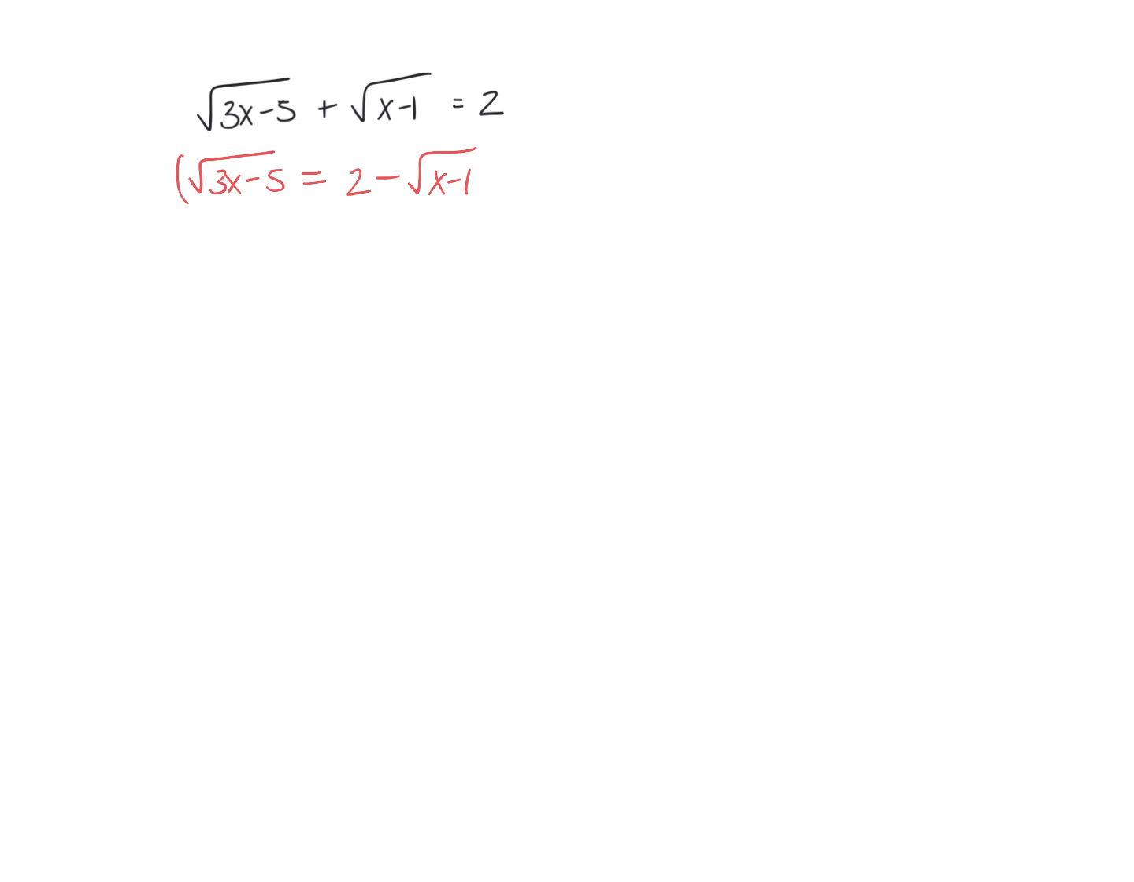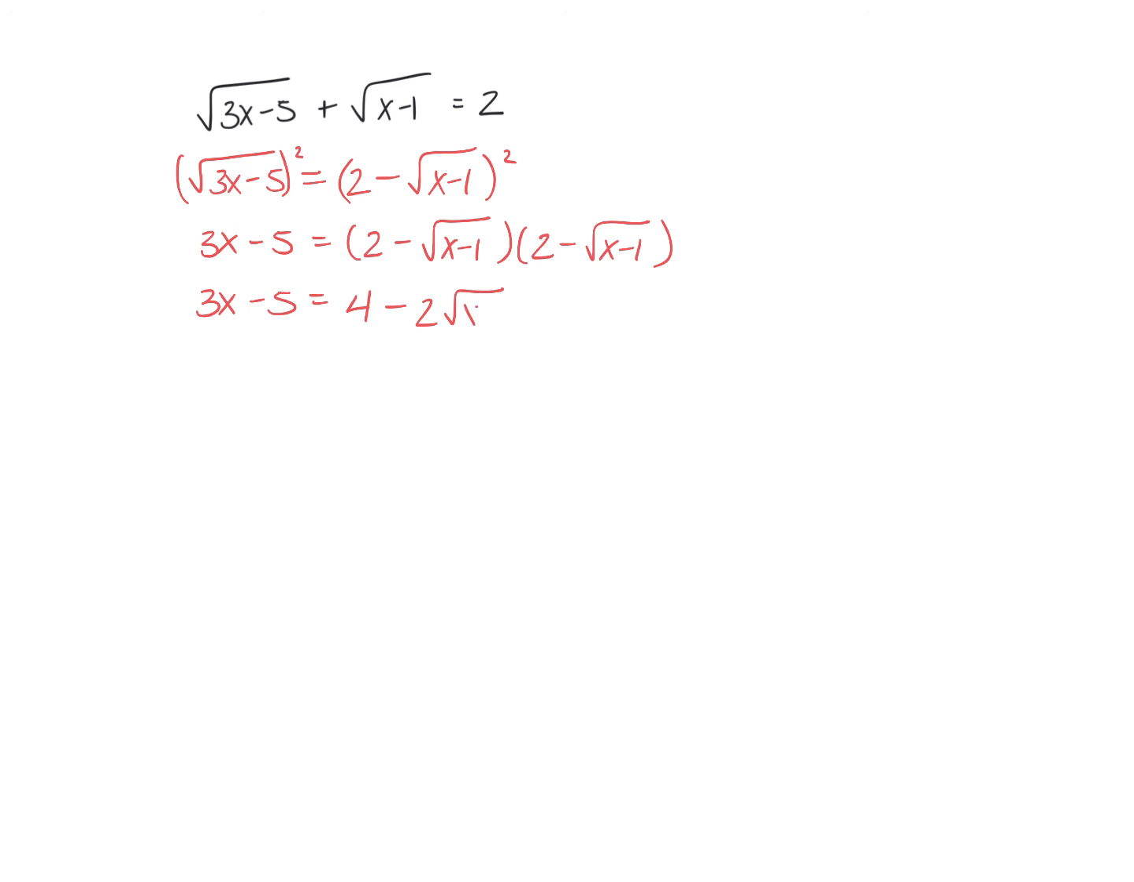So I am going to go ahead and square both sides because I have a radical by itself. So squaring the left is going to give me 3x minus 5. Squaring the right means, again, that you have the entire side times itself. So if you distribute that out, 2 times 2 is 4, 2 times the radical, and it's negative, and then 2 times the other radical, also negative.